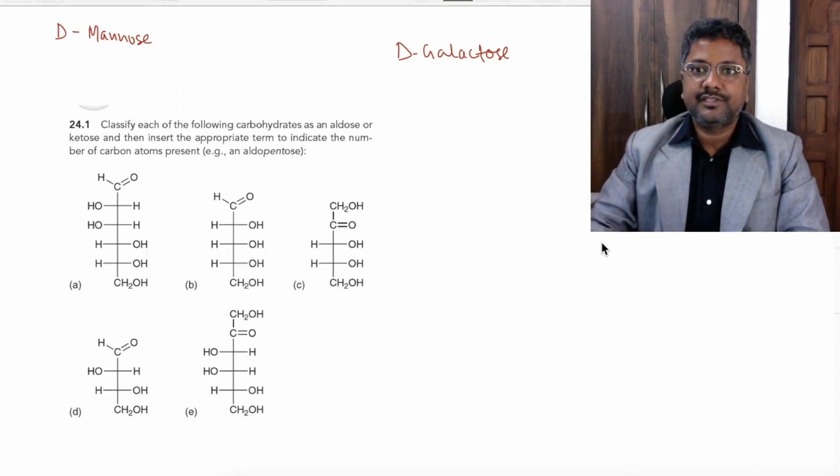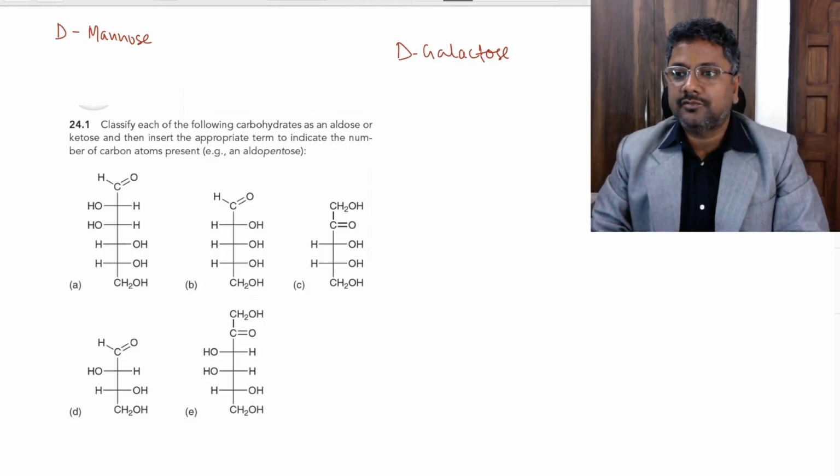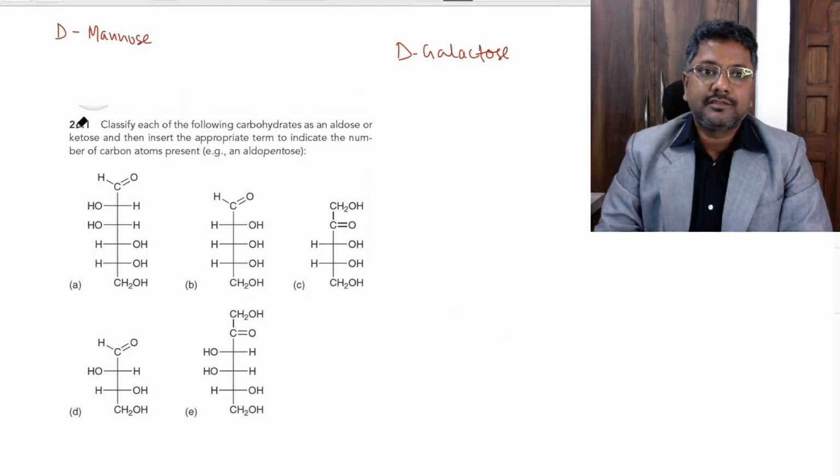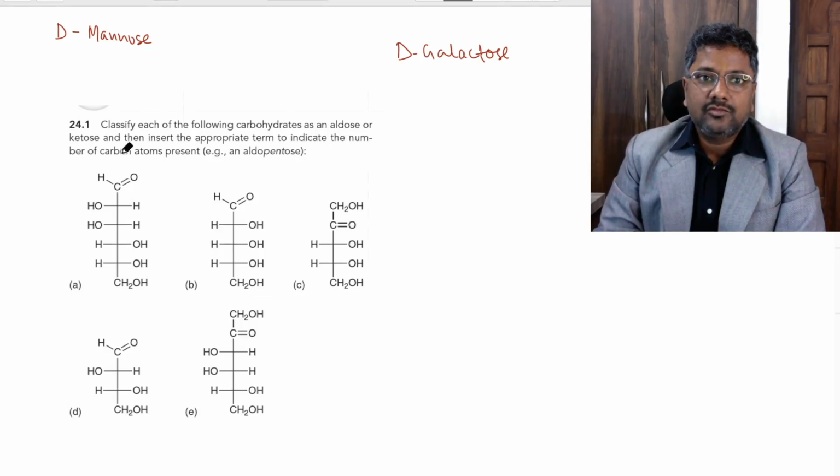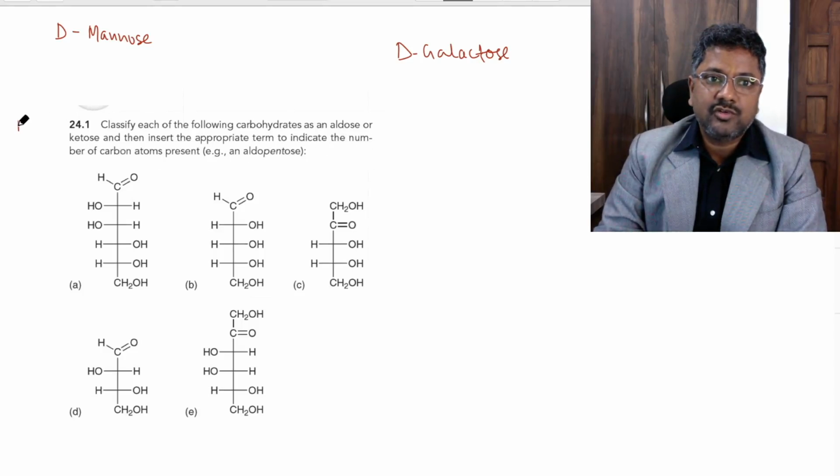Now, this is homework for all of you. Classify each of the following carbohydrates as an aldose or ketose and then insert the appropriate term to indicate the number of carbon atoms present. So this is homework, right?